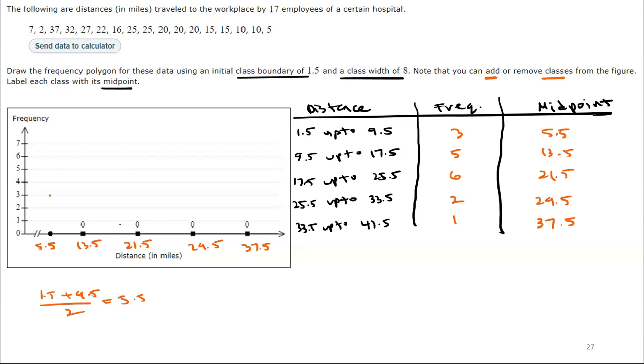And then for the frequency, we just plot them. The first one we have 3. The second one we have 5. The third one we have 6. The fourth one we have 2. And then the last one we have 1. Okay. All right. And then we just connect the dots. And at the end, we just snap it to the x-axis, or the horizontal axis. Okay. And then we're done.